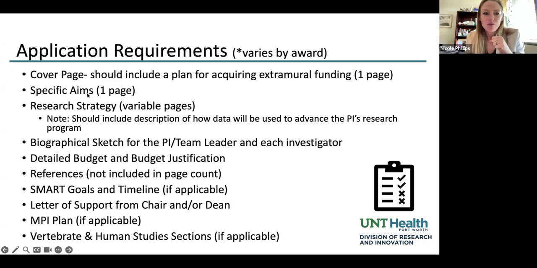Specific aims page, some of these pages will vary. Specific aims will be one. Research strategy, this will vary as well. The bio sketches, those are traditionally included in these packets. Budget justification, references. SMART goals we'll spend time talking about at the end, and then letters of support from chair and or dean. MPI plan if applicable. So for some of them, like the team science, obviously you'll likely need an MPI plan if you have two at that level. And then as needed, also the vertebrate and human subjects section of the application.